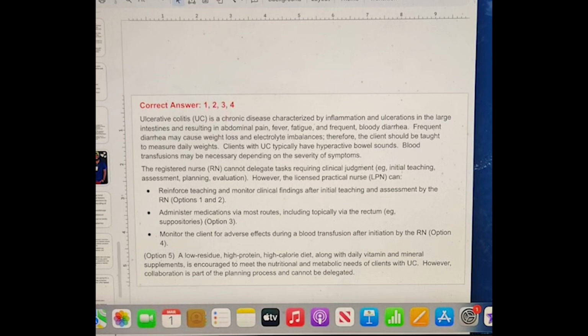Clients with UC typically have hyperactive bowel sounds. Blood transfusions may be necessary depending on the severity of the symptoms. The registered nurse cannot delegate tasks requiring clinical judgment, i.e. initial teachings, assessment, planning, and evaluation. However, the licensed practical nurse can reinforce teaching and monitor clinical findings after initial teaching and assessment by the registered nurse. They can administer medications via most routes, including topically via the rectum, so the suppository, and they can monitor the client for adverse effects during a blood transfusion after the initiation by the RN.